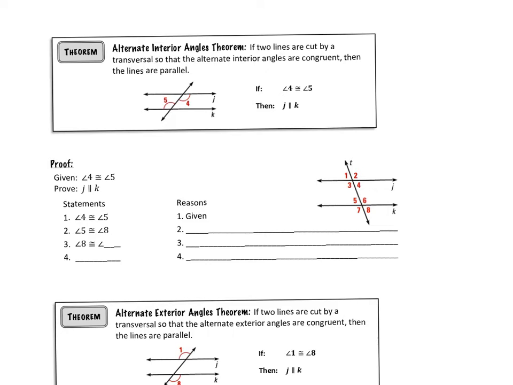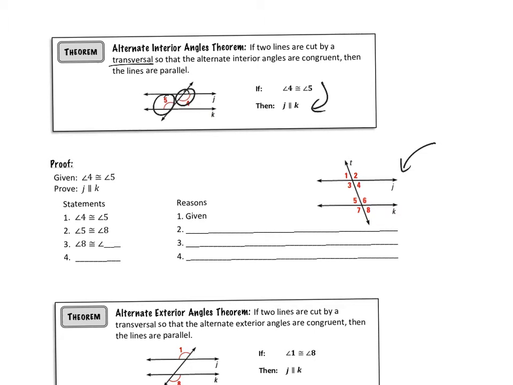Now we have the alternate interior angles theorem. So we're talking about two angles that are cut by a transversal, okay? And if we're told that the alternate interior angles are congruent, then we can say that the two lines cut by the transversal are parallel. Okay, so that is our example here in this diagram.